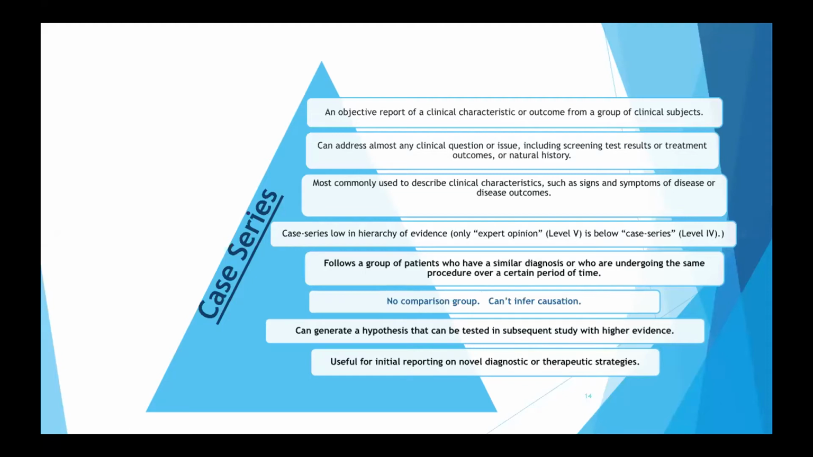Can't infer causation معناتها أنا ما أقدر أطلع إن هذا الشيء لما صار والoutcome اللي حصل سببه المرض الفلاني. أنا I'm just reporting الcoexistent حق الحالتين، حق الشيئين مع بعض، وإنه most likely إن هذا يعني الكوز تبع هذا الديزيز، بس I can't make sure وأقول إيوة هذا السبب أكيد، إلا في studies اللي هم ranking high في البيراميد. أوكي؟ طيب can generate a hypothesis that can be tested in subsequent study with higher evidence, useful for initial reporting on novel diagnostic or therapeutic strategies.